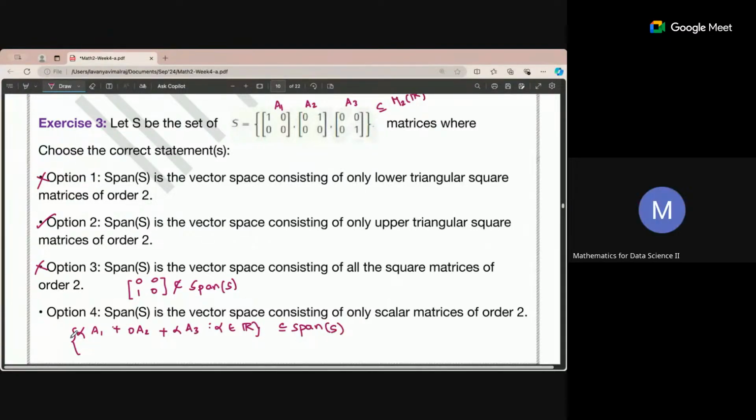So this is nothing but the set of all 2 by 2 scalar matrices. But the option says it is a vector space consisting of only scalar matrices, so the option is incorrect. My question was that if the statement is changed to "contains scalar matrices", will it be correct? Yes, then it is correct. But as stated, the option is incorrect.